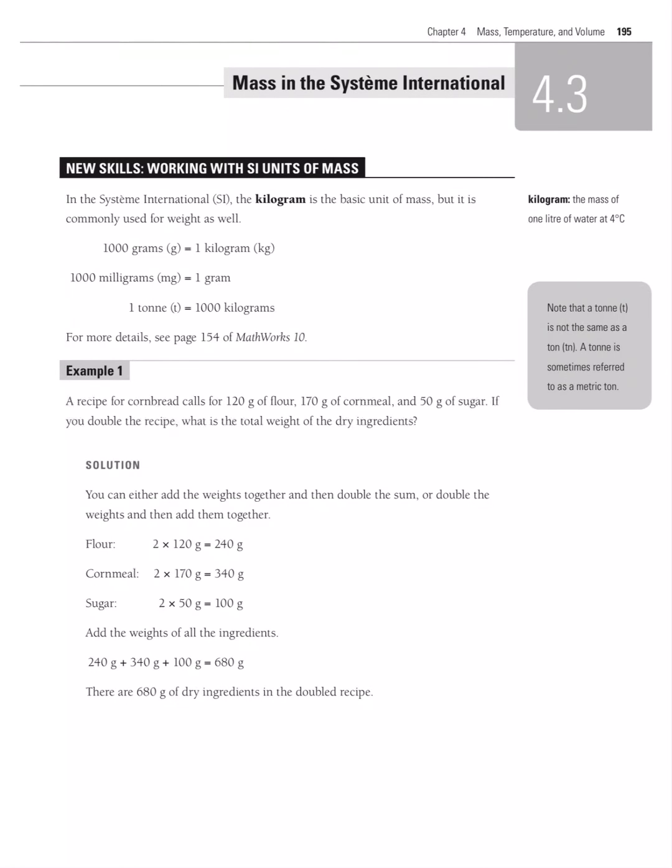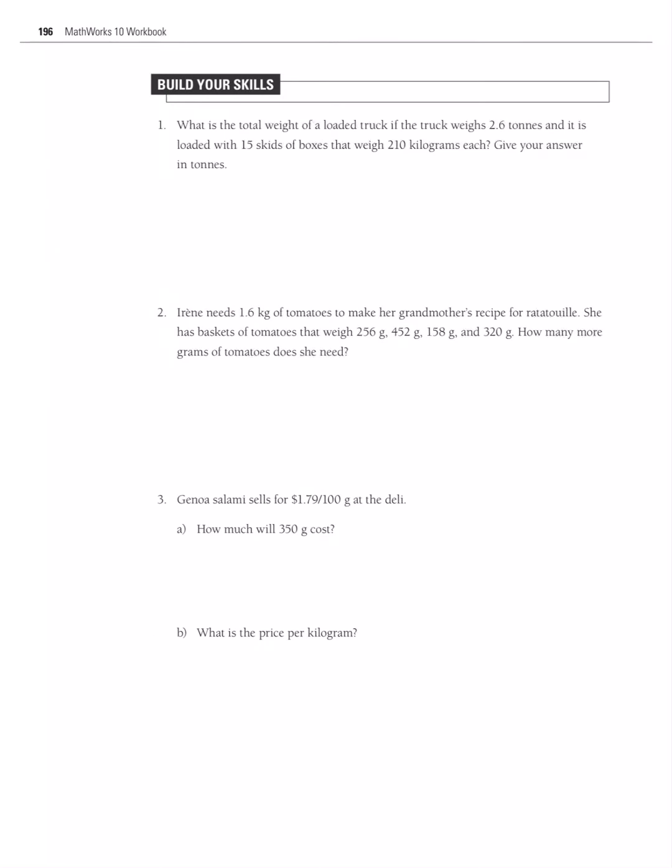All right, welcome back. So today we're going to go over 4.3, which is mass in the international system, or SI system, which is basically kilograms, grams, milligrams, and then metric tons. Okay, so these conversions are on your sheet. Basically, we're just going to be doing some problems with them, and then eventually we're going to be converting back and forth between metric and imperial.